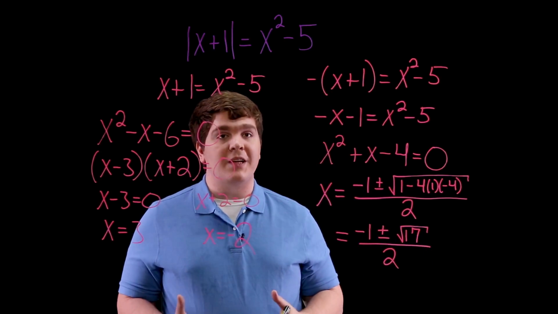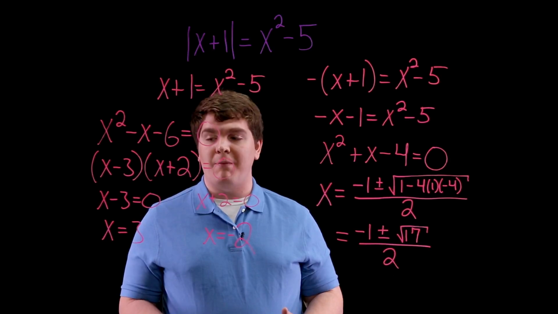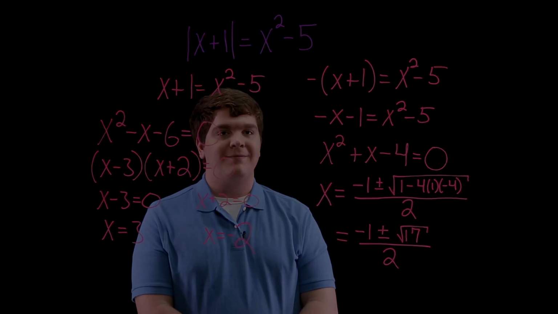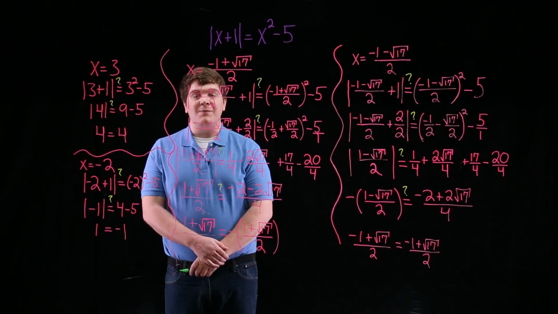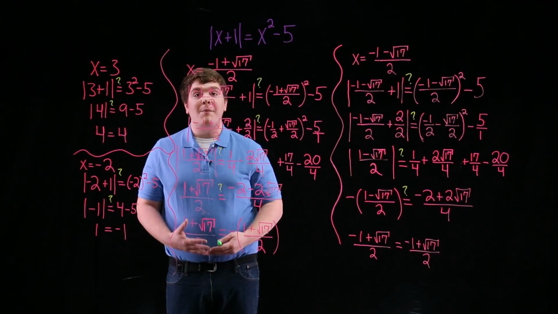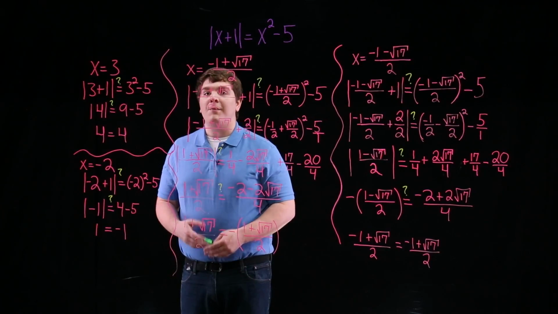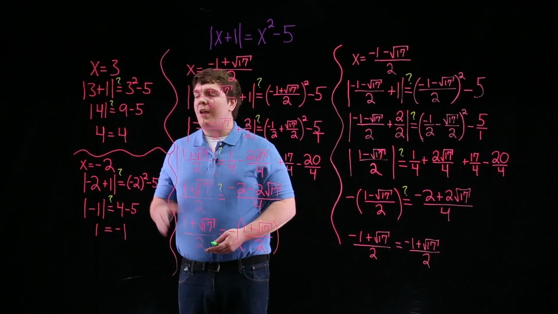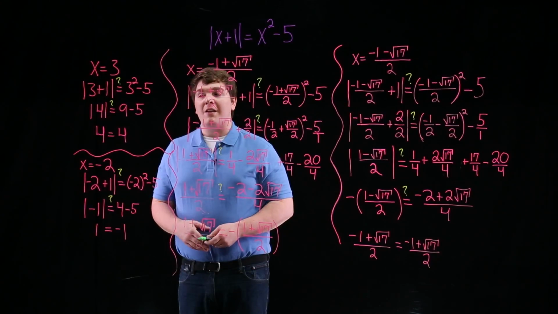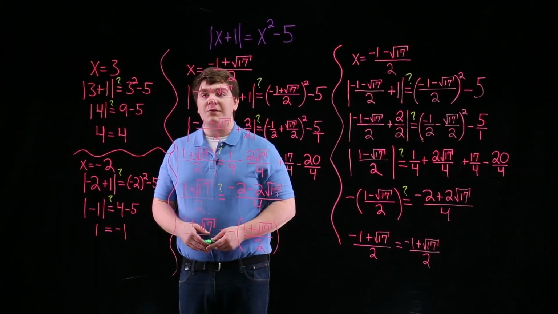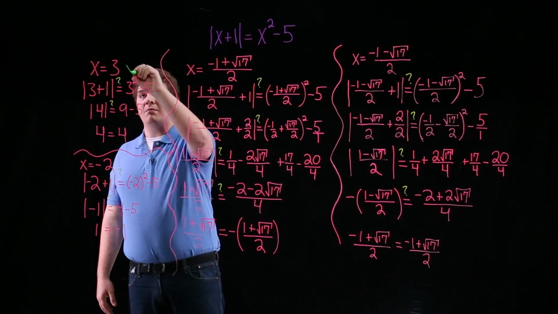So now we have four potential solutions. We have to check and make sure that these satisfy our initial equation. Now to check our solution, we substitute each of these values back into the original equation. Substituting x equals 3 back into the original equation and simplifying, we find that we end up with 4 equals 4, which is a true statement. So x equals 3 is a solution.